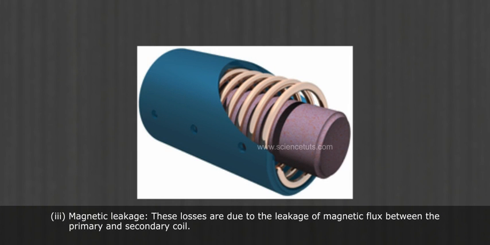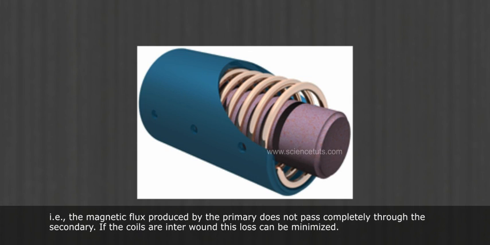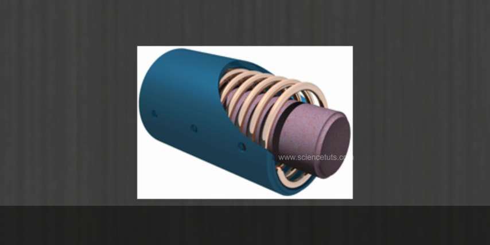3. Magnetic leakage. These losses are due to the leakage of magnetic flux between the primary and secondary coil. That is, the magnetic flux produced by the primary does not pass completely through the secondary. If the coils are interwound, this loss can be minimized.